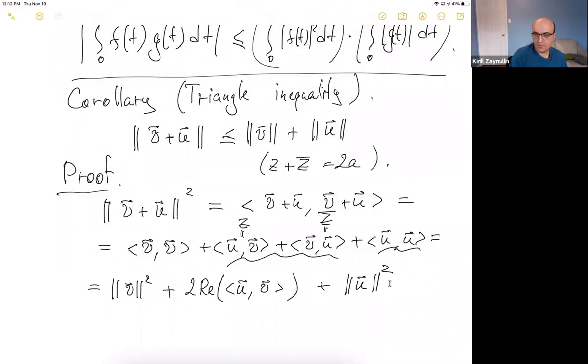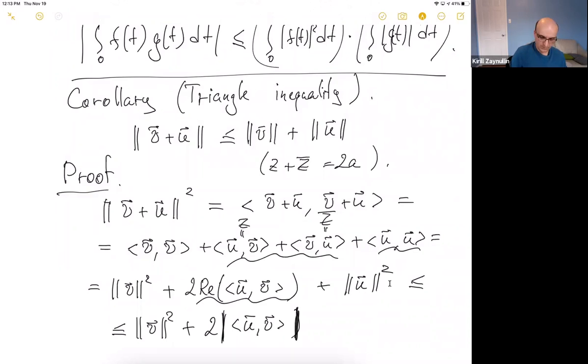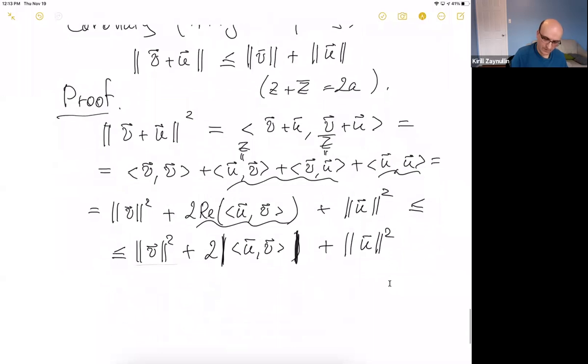Well, but clearly, this one is less or equal than, we'll just keep the first summand, but then we replace the middle one by 2 times the absolute value of the inner product of U and V. This is obviously greater or equal than this one, because here we're just dealing with the real part, but here we replace it by the absolute values. So it's easy to see that it's definitely greater, and then we just keep writing it down here. Okay.